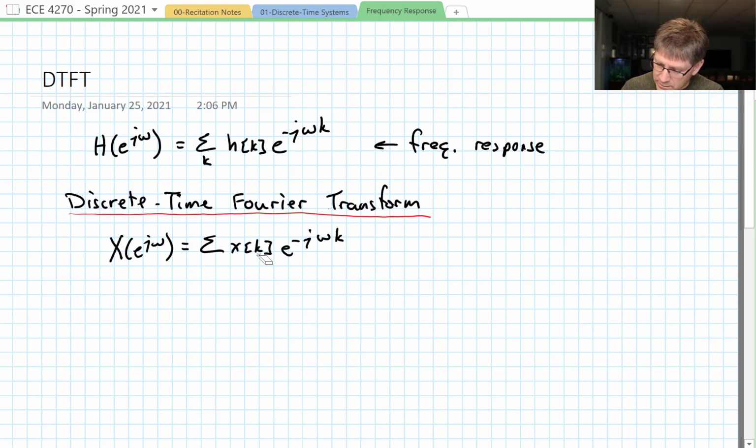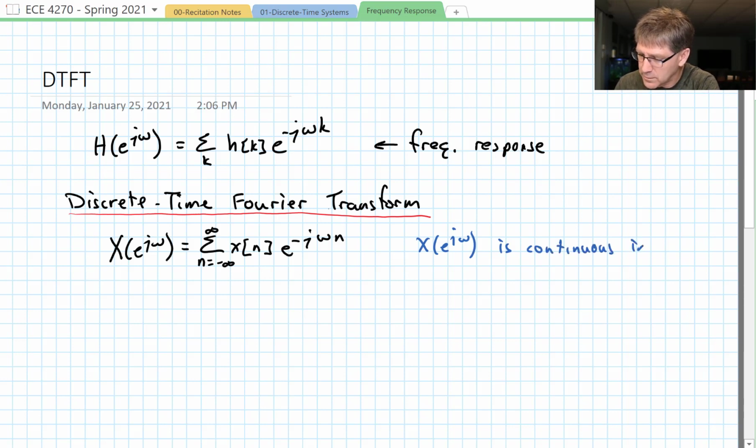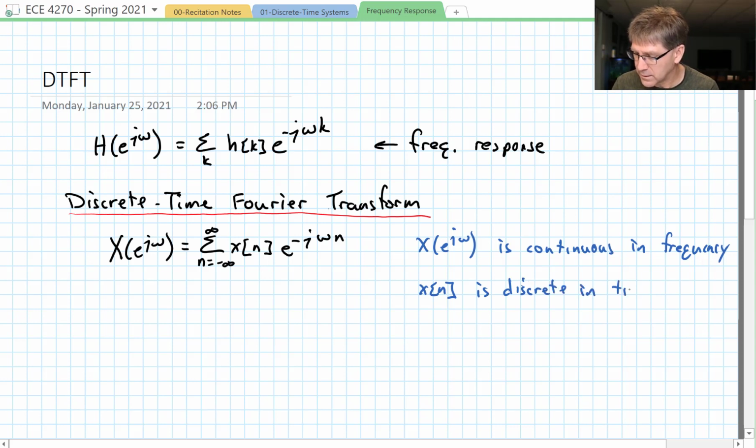Now, one thing that's common is to change this around, so we're summing over, and it's just really a change in variable. It's not a change in anything discrete, but it illustrates that we're starting with a time domain signal and we're converting it to what we call the frequency domain. So X(e^{jω}) is now a function of omega, so it's continuous in frequency. And we already know that x of n is discrete in time, in as much as n is time.